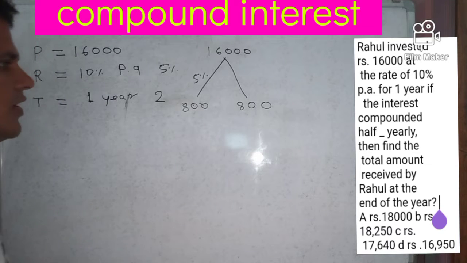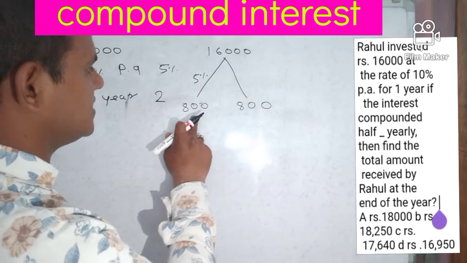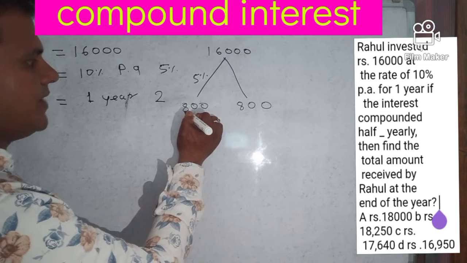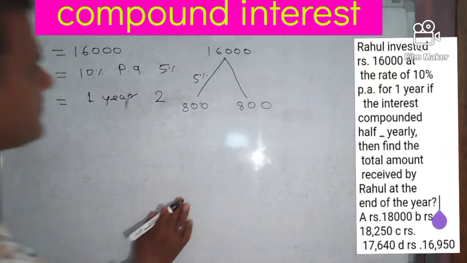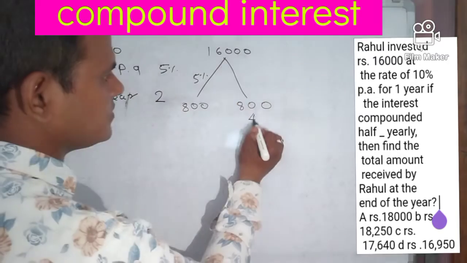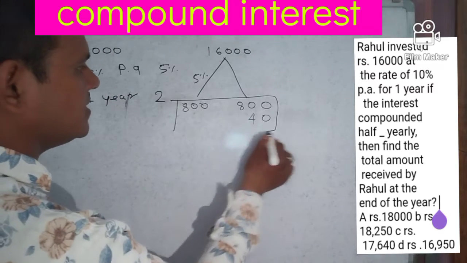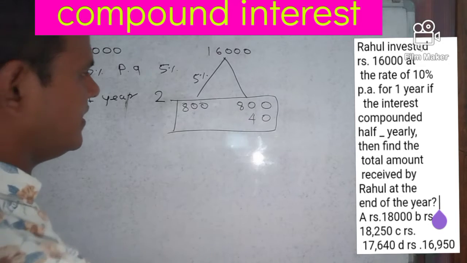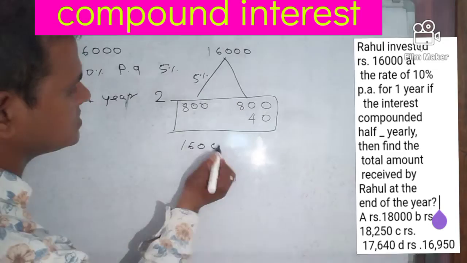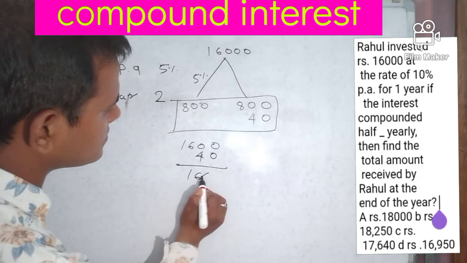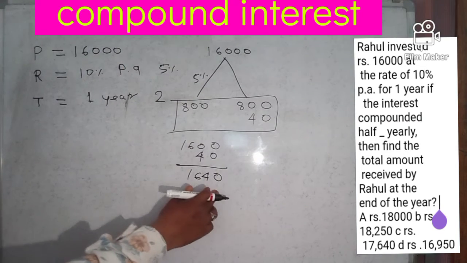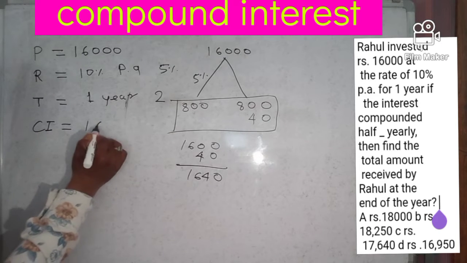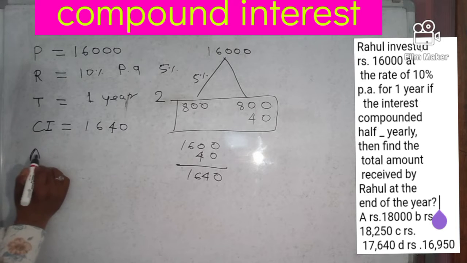So compound interest is interest on interest, so the interest is 800. So 800 at 5% will be 8 times 5 is 40, right? And the zeros cancel, so it will be 40. So this total area is our compound interest. So 800 plus 800 will be 1600, and 1600 plus 40 will be 1640. So compound interest is 1640. We need the amount.